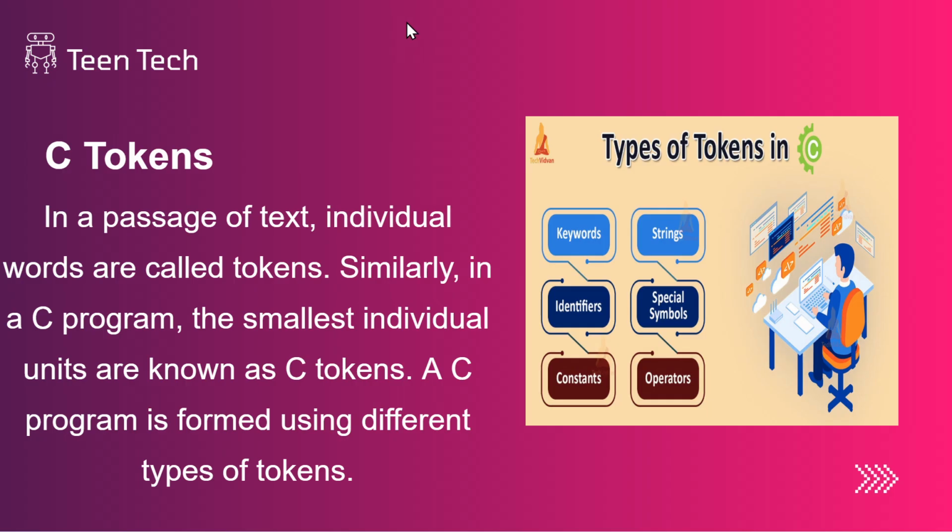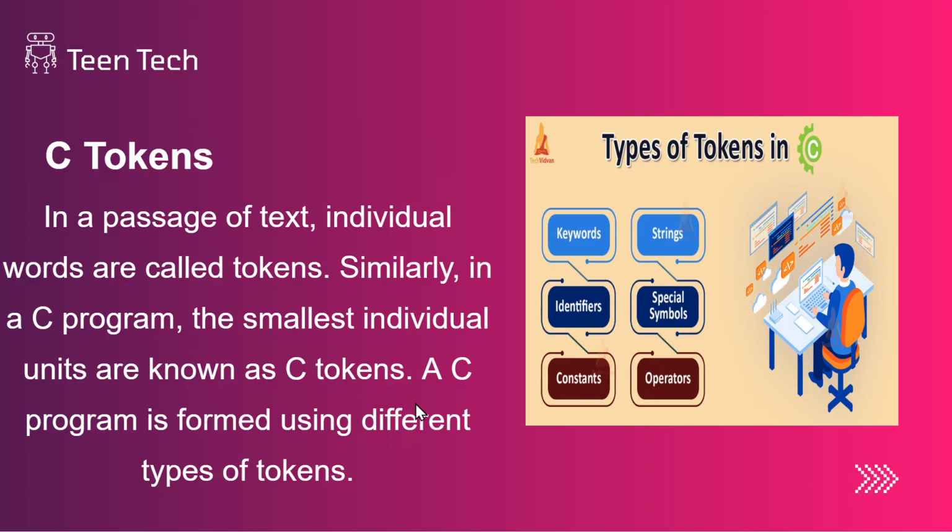C tokens are nothing but, just like English sentences have words, C programs also have small units called tokens. Tokens are the smallest building blocks of C programs. In a passage of text, individual words are called tokens. Similarly, in a C program, the smallest individual units are known as C tokens. A C program is formed using different types of tokens. I have told you in a simple way.